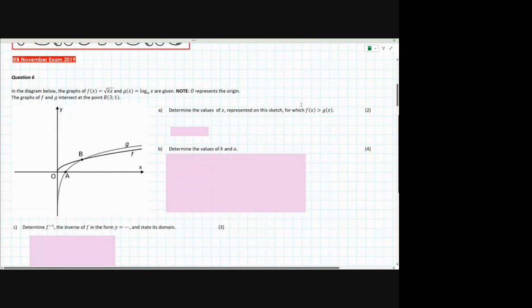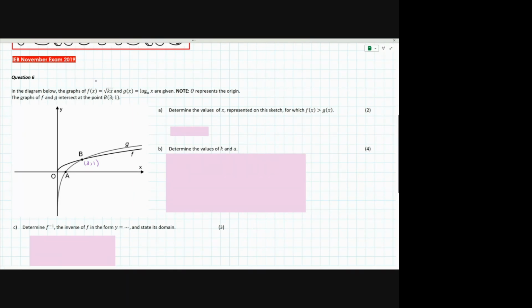So this first question says, in the diagrams below, the graphs of f of x equals root kx and g of x equals log a of x are given. Note, O represents the origin. The graphs of f and g intersect at the point B. Okay, so we do have our graphs here, and we know that the coordinate of B is at (3, 1). Here's the O that represents our origin. We all should know that. It's very rare we ever label it something else, and if we do, we will say so.